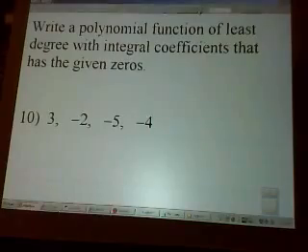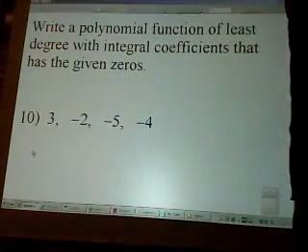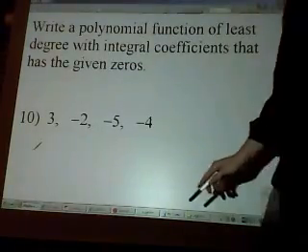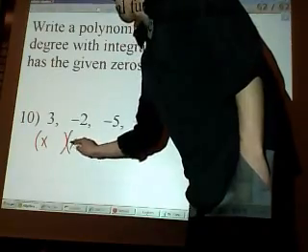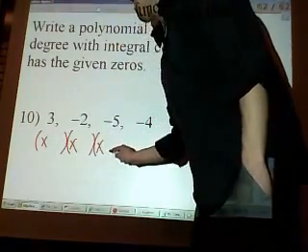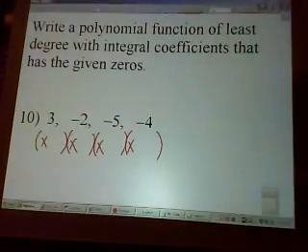So now we have 4 zeros, 4 of them, okay? So let's just lay out the problem the way it's going to be. Since there's 4 zeros, we're going to have at least 4 factors. We're going to need 4 factors. So we're going to have x with something, x with something, x with something, and then x with something, okay?